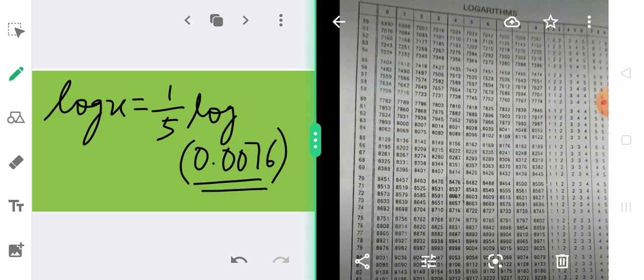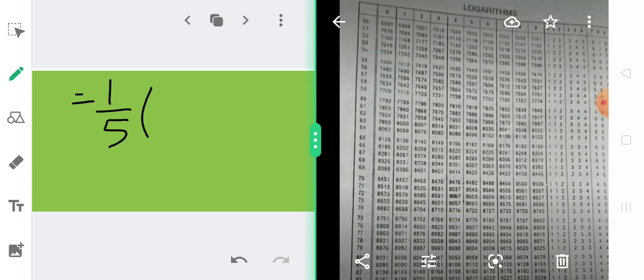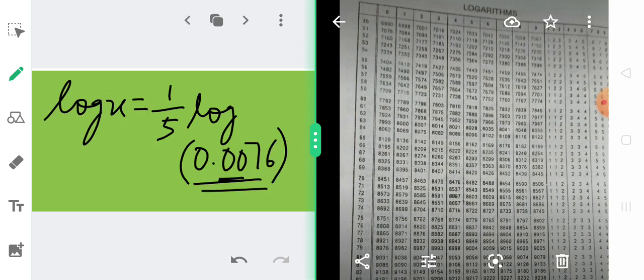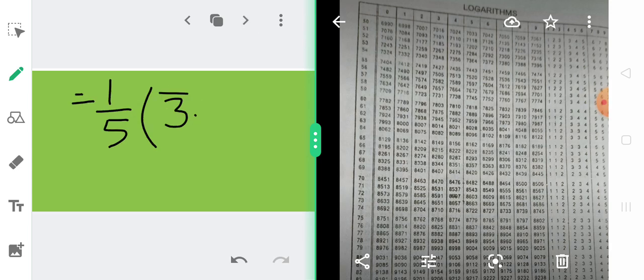So how many zeros are there after the decimal point? There are 2 zeros. So now add 1 to this number. So 2 plus 1 will give you how much? 3. So now I will be writing down 3 and then putting a bar sign. Okay, putting a bar sign. Now put the decimal point, and now we have to find out the mantissa, that is for the decimal number. So consider 0076.